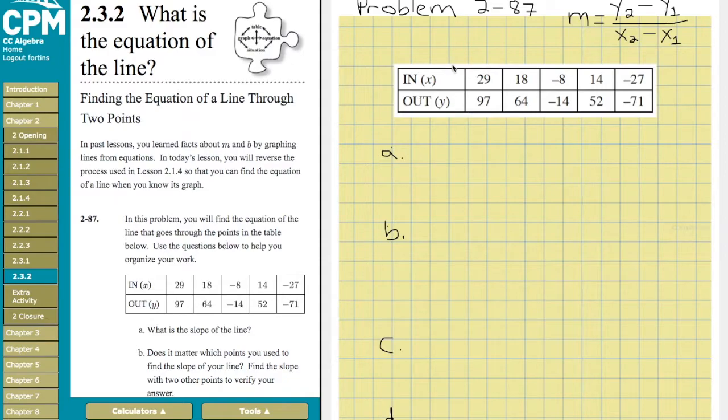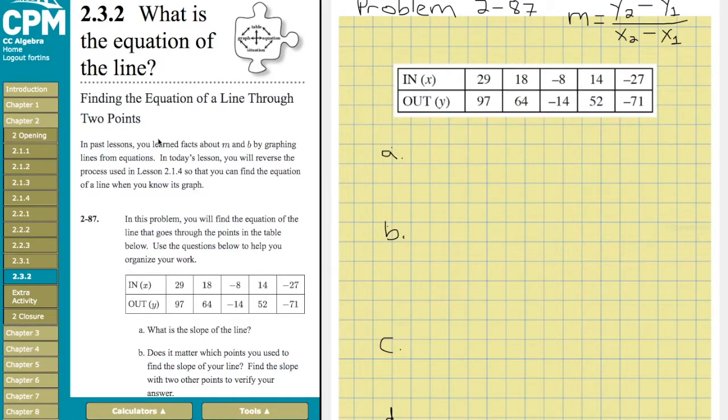Even though you're given a table here in problem 287, you really just need two of these points to find the equation of that line. Because as we'll see in a second when we read through the question, it's going to tell us a line passes through those points here. So anyways, let's go ahead and get started.